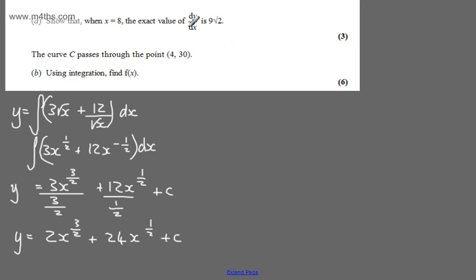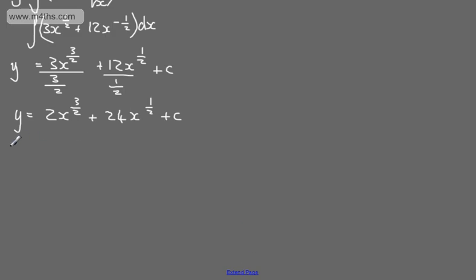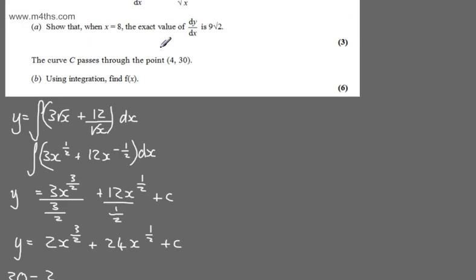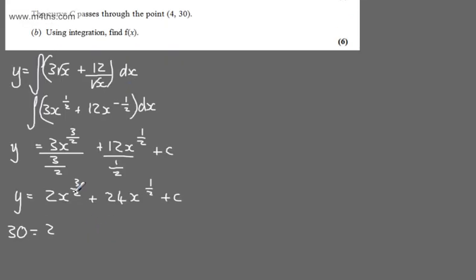What I'm now going to do is find c by subbing in these values. So we've got now that y is equal to 30 when x is equal to 4. What we've got here is 4 to the power of 3 over 2. So we take the square root and then we cube it. That now is going to give me 8. Then I've got plus 24x to the power of half. The half is a square root. The square root of 4 is going to give me 2 plus our constant.